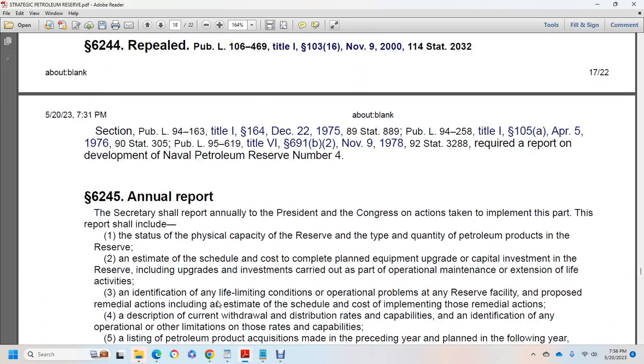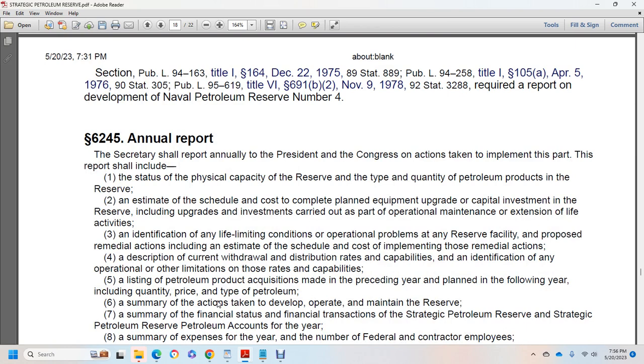Section 6244, repealed. Section 6245, annual report. The Secretary shall report annually to the President and Congress on the actions taken under this part. The report shall include the status of the physical capacity of the reserve and the type and quantity of the petroleum product within the reserve.